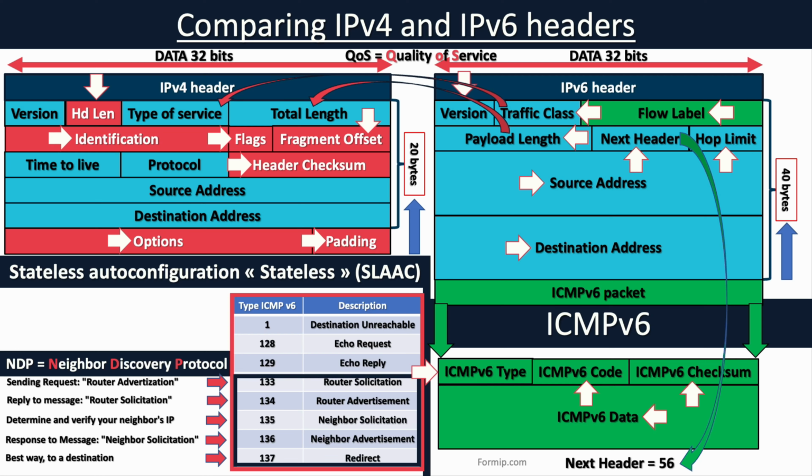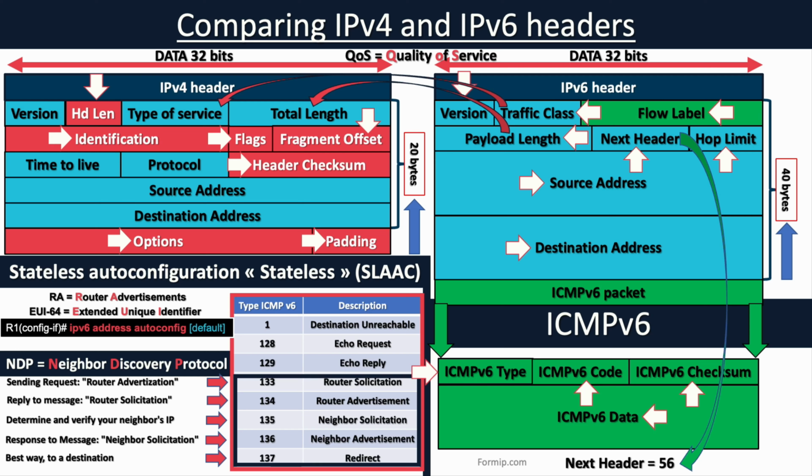Stateless auto-configuration, SLAAC. To finish this course, we're going to talk about stateless auto-configuration, which is one of the big new features of IPv6. It allows each device on the network to automatically assign itself an IPv6 address based on the information provided by the router in these advertisement messages. To do this, it will retrieve the prefix of the IPv6 address, to combine it with the MAC address of its own interface with the EUI-64 method. That is, it's going to add ff:fe in the middle of its MAC address.